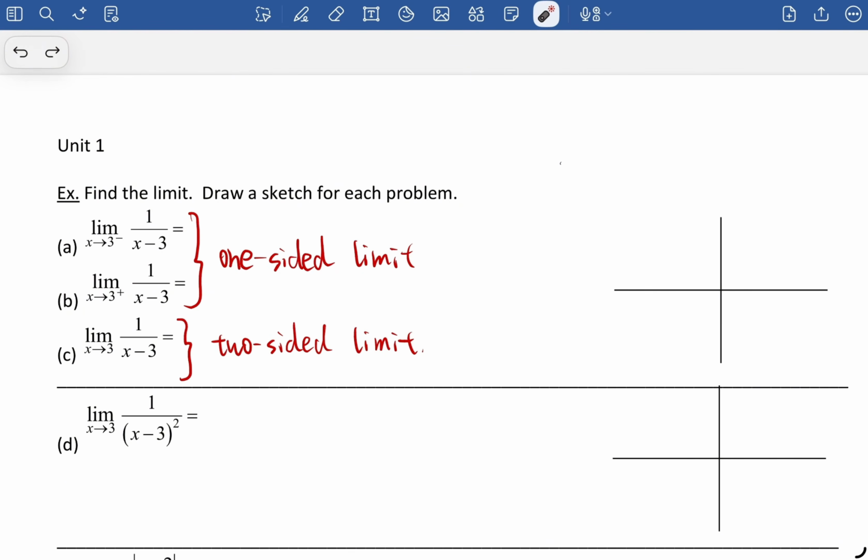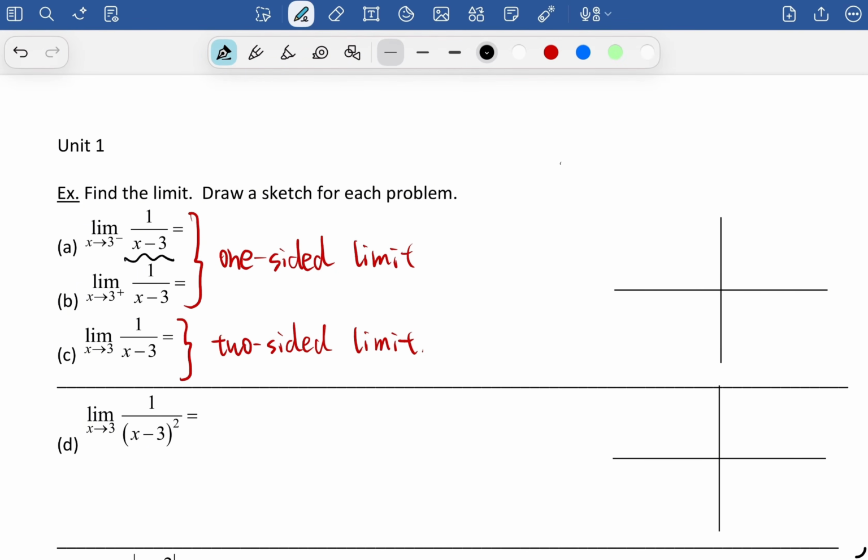A one-sided limit is one-sided, right? So one-sided could be from the left or the right. When you see x approaching a value with a minus, it's basically saying x approaching the value from the left side, so from negative infinity to that value. And when you see a value with a plus, it's saying from the right side to that value. Let me show you what that is on a graph.